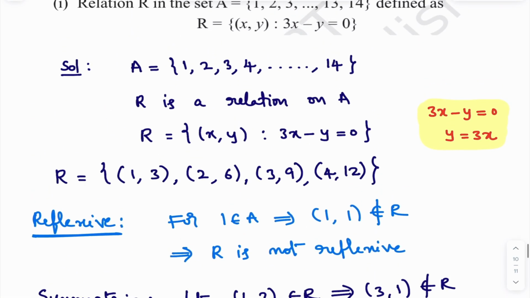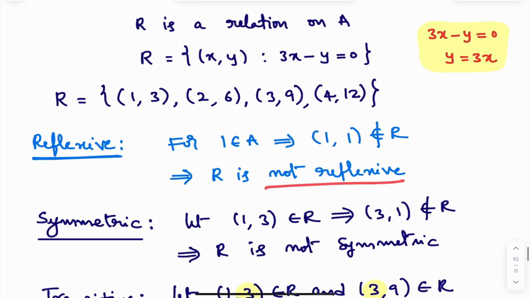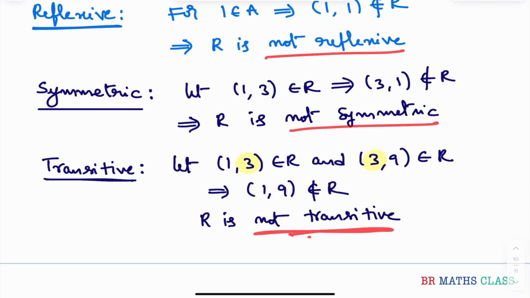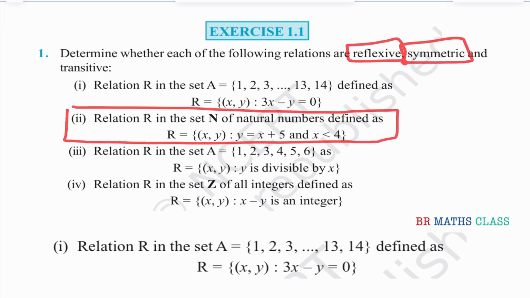So in this question, they are asking us to check reflexivity, symmetry and transitivity of this relation. This relation is not reflexive. This relation is not symmetric. This relation is not transitive. We need to check whether this relation is reflexive or symmetric or transitive.